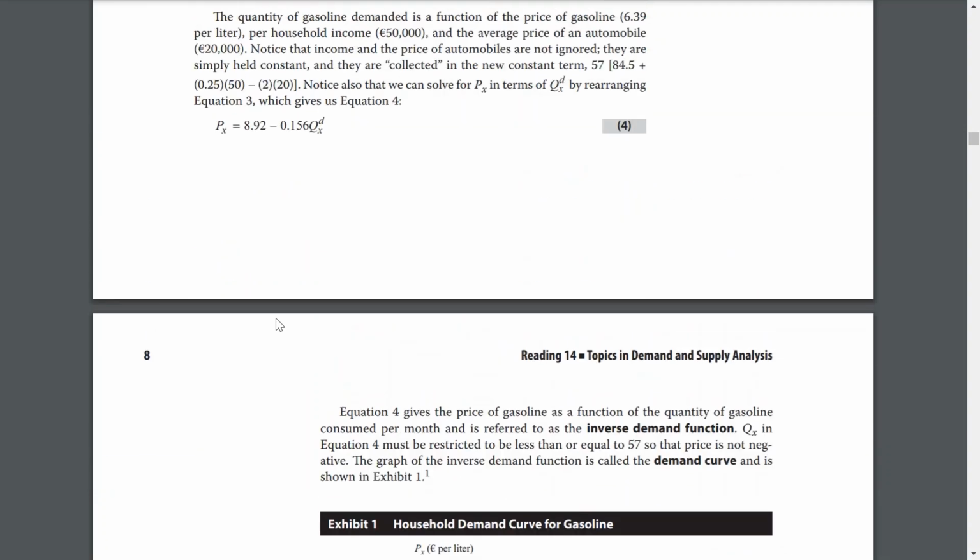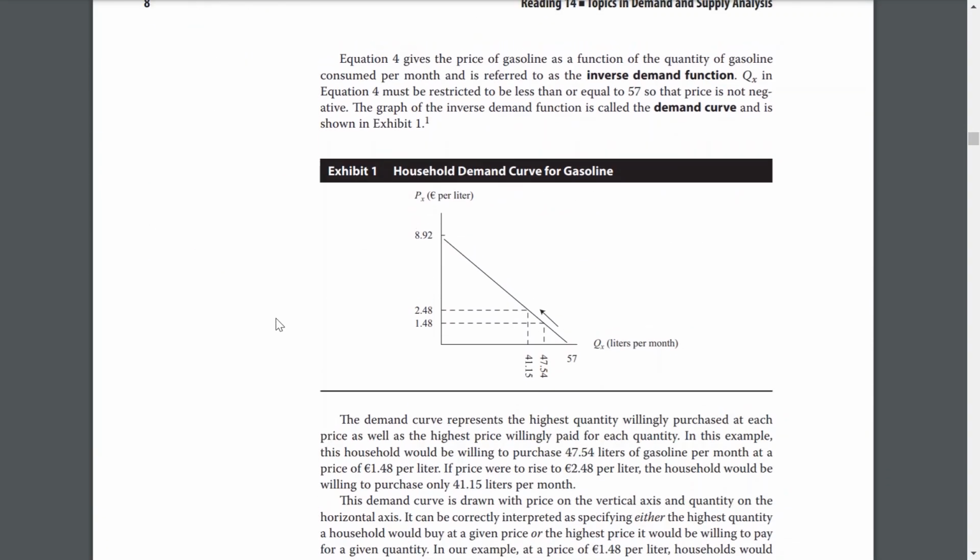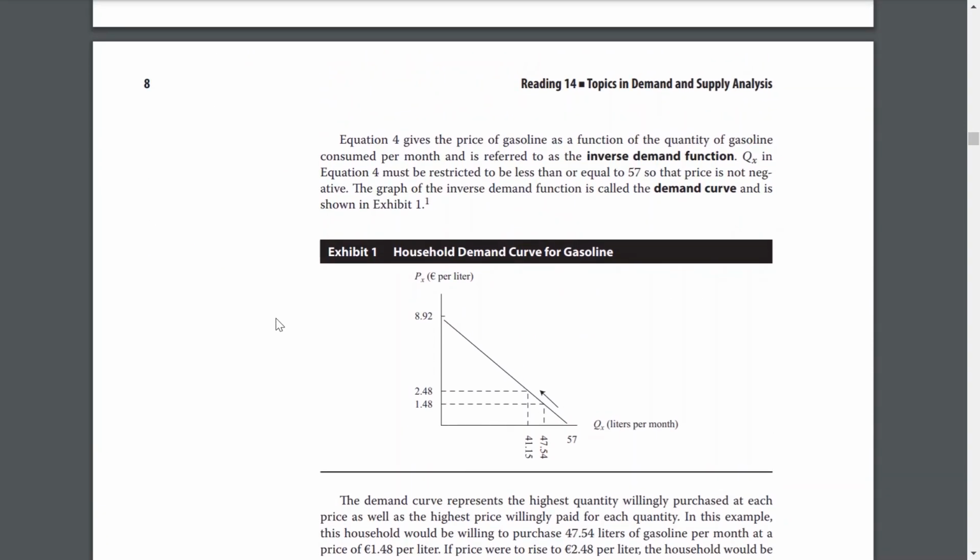Equation 4 gives the price of gasoline as a function of the quantity of gasoline consumed per month, and is referred to as the inverse demand function. QD in equation 4 must be restricted to less than or equal to 57, so the price is not negative.